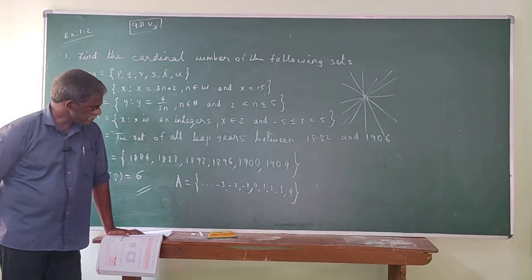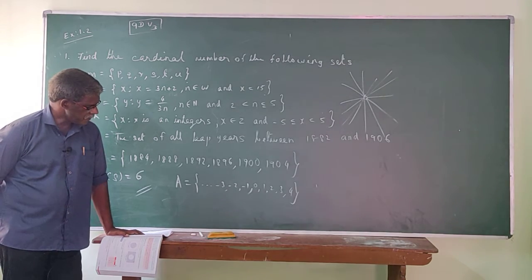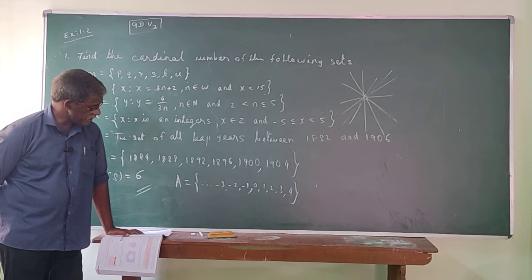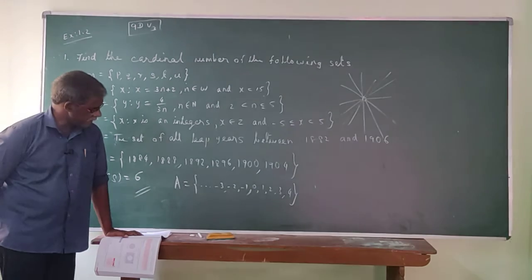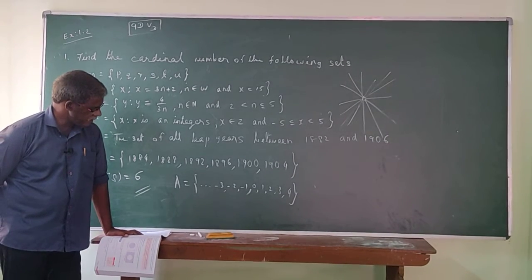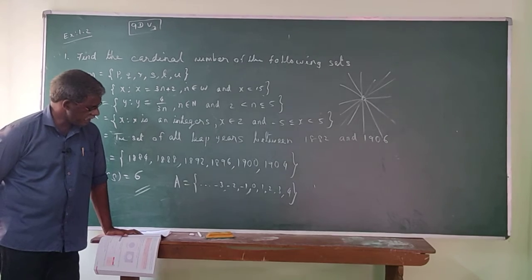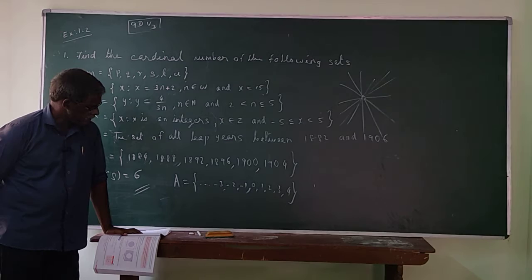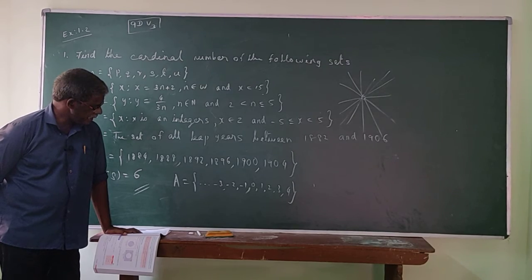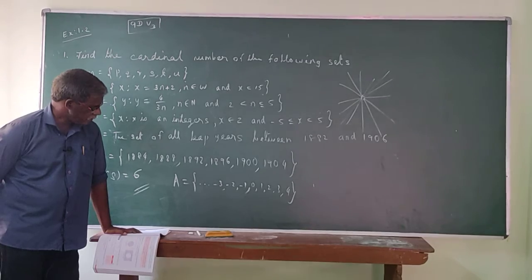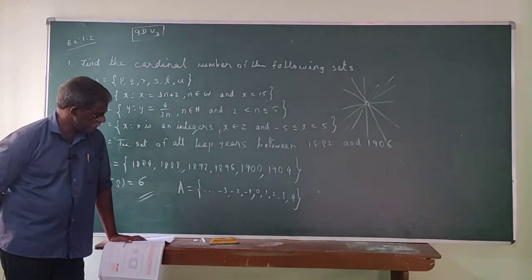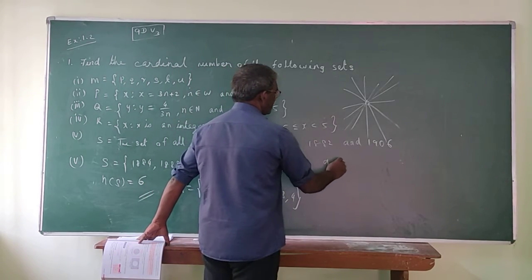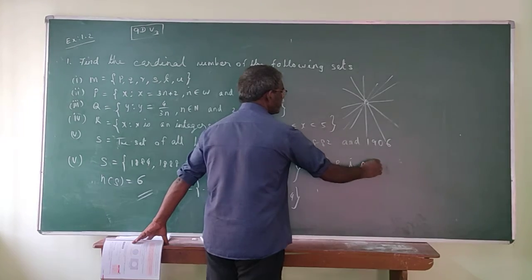Listen. Question number 1. Set A is equal to the set of all vowels in the English alphabet. Then set B, the set of all letters in the word vowels. The set of all vowels in the English alphabet is A, E, I, O, U.